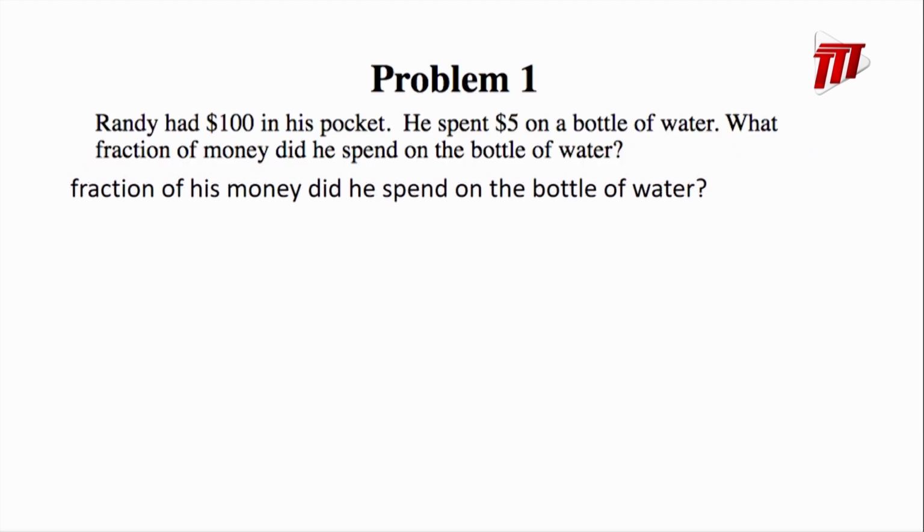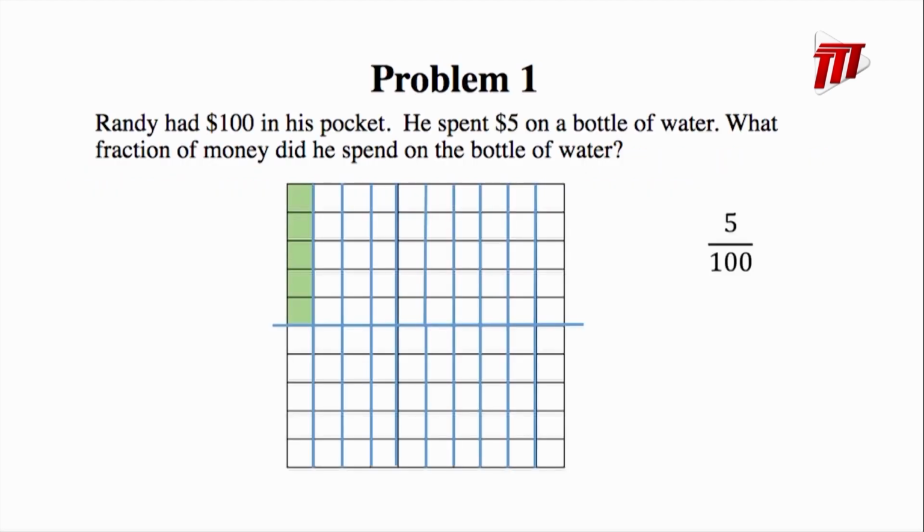our slide. So this on this slide is what we have shown on our grid, and it represents 5/100ths of the money that Randy used from his pocket to purchase the bottle of water. As you will see, I have shaded 5 of the little squares. There's 100 squares on this grid, and 5 is shaded to show 5 out of 100.